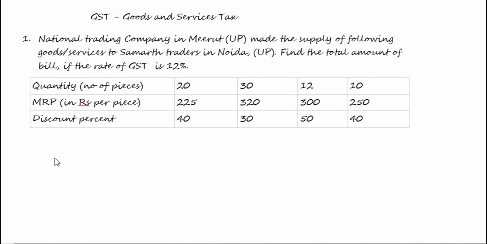So bill amount is what? Bill amount is nothing but the sales price plus GST. Now the sale price here, what is given? MRP is given, discount percentage is given. So we need to calculate discount.